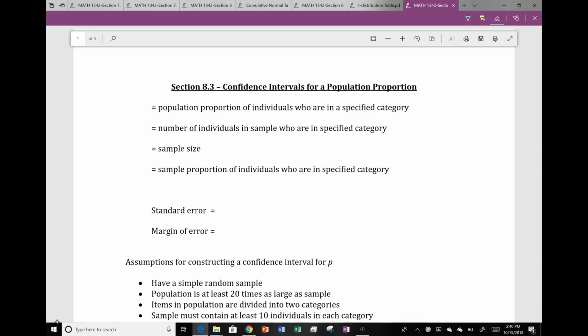We're discussing confidence intervals. We've discussed them where we knew the population standard deviation, and we've discussed them when we knew the sample standard deviation. Well, now let's look at when we have the population proportion.